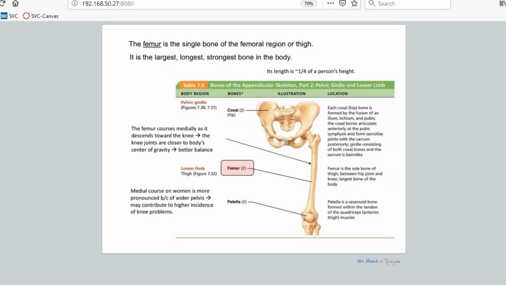All right, here's the femur here. And something that's interesting is it does course medially a little bit as it goes down the thigh. It's the single bone of the femoral region. It's the largest, longest, strongest bone in the body.